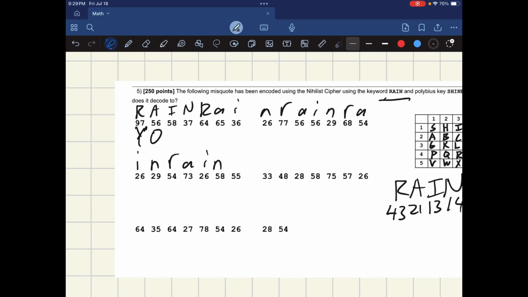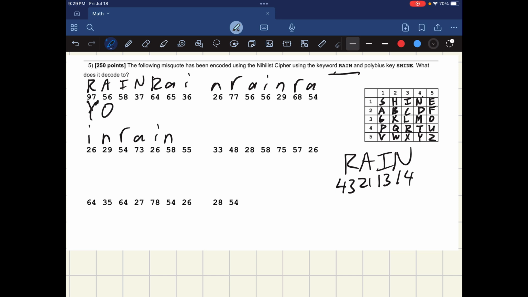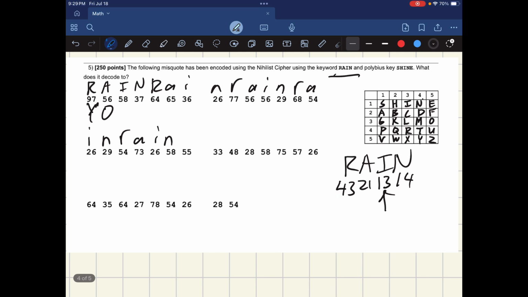And we keep on doing this, right? So we have 13 as I. So we go 58 minus 13, which gives us 45. We see in the Polybius square, this corresponds to the letter U. So we write U as our next letter in our answer. And finally, we have N is equal to 14. And what we do is 37 minus 14, which gives us 23. And 23 corresponds to the letter C.